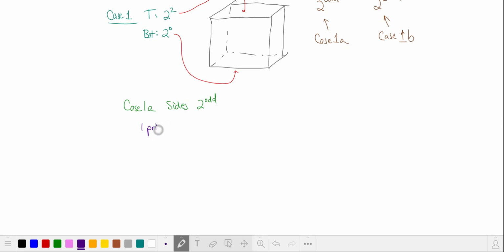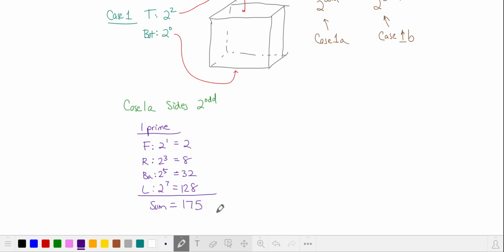If we limit ourselves to 1 prime in the prime factorization of the faces on the sides of our cube, and those powers are odd, then we can start with 2 to the 1, 2 cubed, 2 to the 5th, and 2 to the 7th. The sum of all 6 sides will be 175.